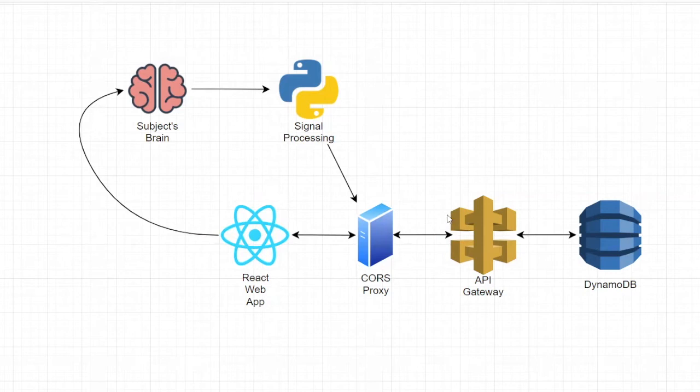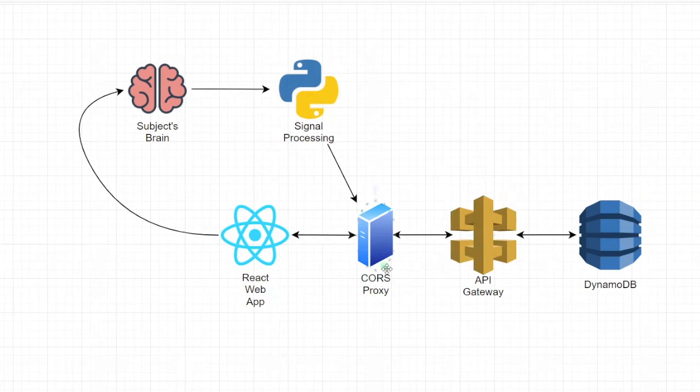So the database that we chose to use was DynamoDB. And to interact with that, we had to make use of API Gateway, which is a service that allows us to quickly create REST APIs to interact with a database. And the benefit of using API Gateway is that we don't have to develop or maintain our own server to handle any of our requests.